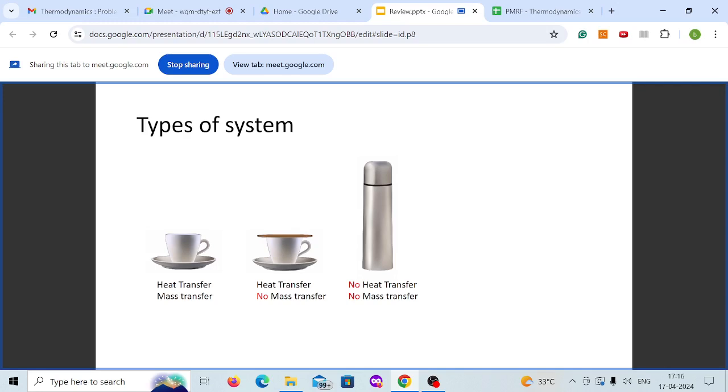Now if you pour it in a cup and saucer and keep it outside, the tea can get evaporated, so there will be mass transfer, and also heat transfer, because after some time the tea will get cold, as heat is lost from the tea. So this is an open system. And if you put a lid on, so now you have closed it, it's a closed system, but there is still heat transfer and no mass transfer.